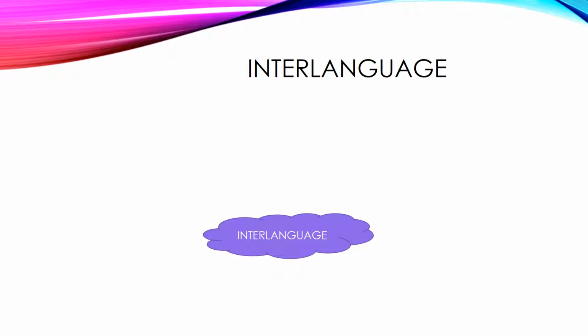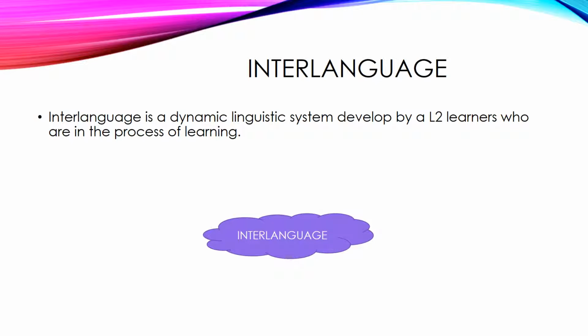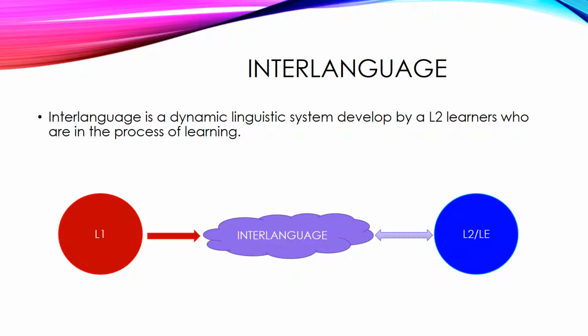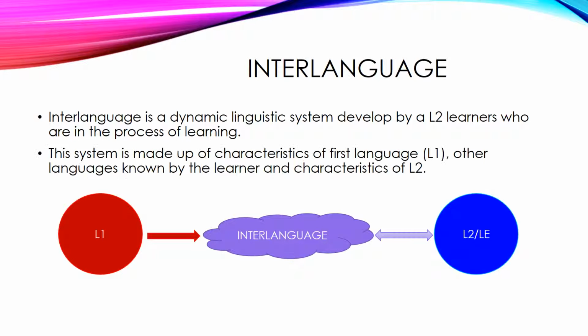Interlanguage is a dynamic linguistic system developed by second language learners who are in the process of learning an L2 or a target language, TL. In other words, Interlanguage is a linguistic system used by non-native speakers to communicate ideas in a second language. But due to the grammatical and phonetical gaps in their knowledge of L2, they rely on rules of the first language or mother language. Therefore, this interlanguage system is made up of characteristics of the first language L1, other languages, in case the learner has mastered any other language, and characteristics of L2.